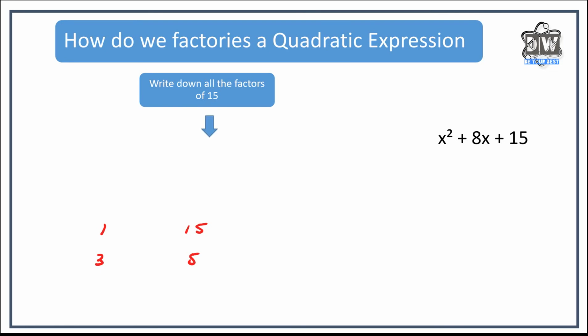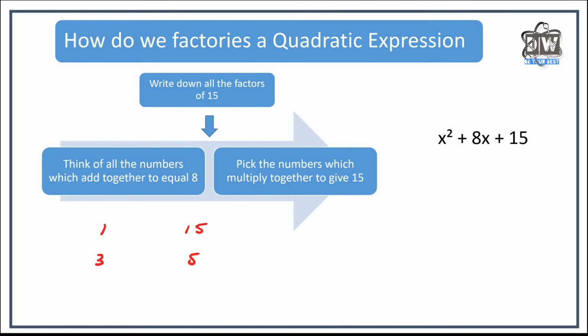So up next is we think about the numbers that add together to equal 8 and multiply together to give us 15. So we've got 1 add 15 equals 16, 3 add 5 equals 8, so we know that's the ones we're going to use. Write our brackets, put in our x's, drop in our numbers, plus 3 and plus 5. Now we can check it, and we should check it to make sure that we've done it well.